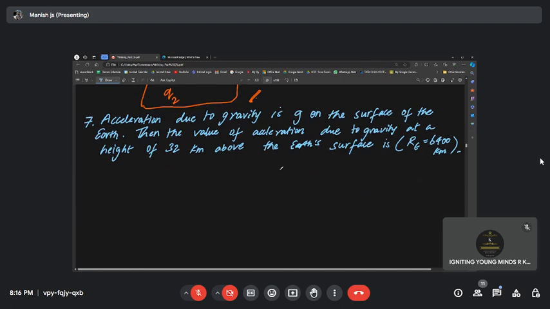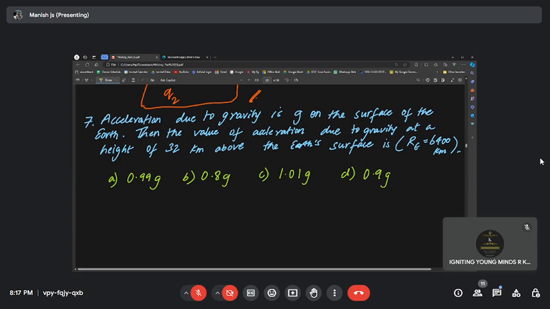Now based on this, options are: option A 0.99 g, option B 0.8 g, option C 1.01 g, and option D is 0.9 g. Okay, these are the options. So they are asking you what's the acceleration due to gravity at a height of 32 kilometers above the surface of the earth, provided the radius of the earth is 6,400 kilometers.